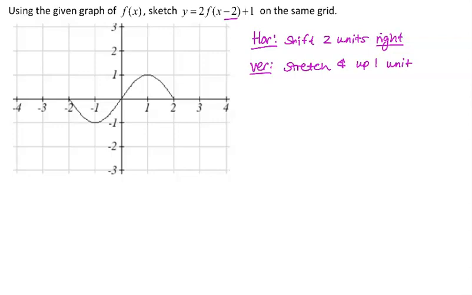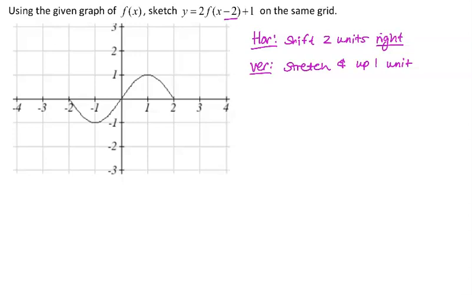It's our choice whether we do horizontal changes or vertical changes first, but we'll do all of one and then all of the other. And within the vertical changes, since we have a stretch and a shift, that stretch needs to happen before we do the shift. So the order within those vertical changes is important. Let's go ahead and just start with the horizontal changes.